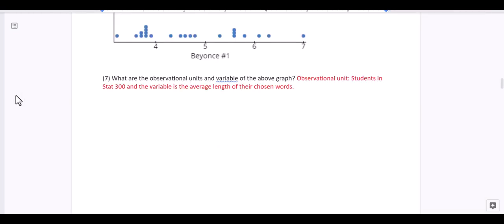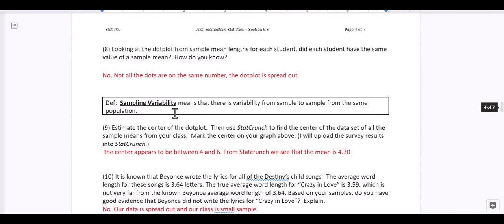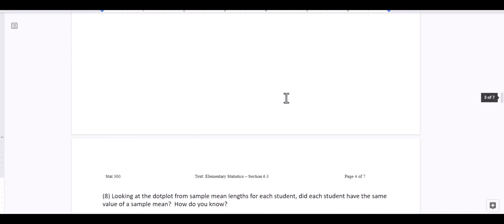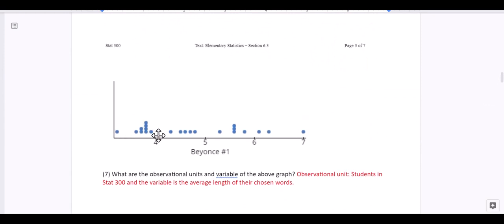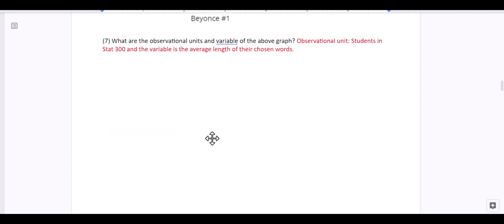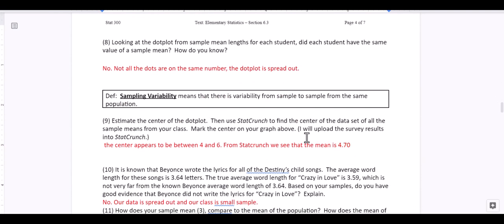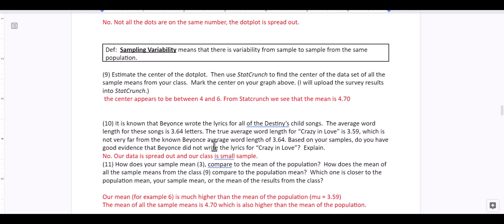Going back to the notes, we can say the mean from StatCrunch is 4.70. In this dot plot, because it's so spread out, it's kind of hard to pinpoint the mean. Because it's right skewed, I know it's going to be closer. I probably could have said between 4 and 5. So the 4.70 still makes sense because it's between 4 and 5.